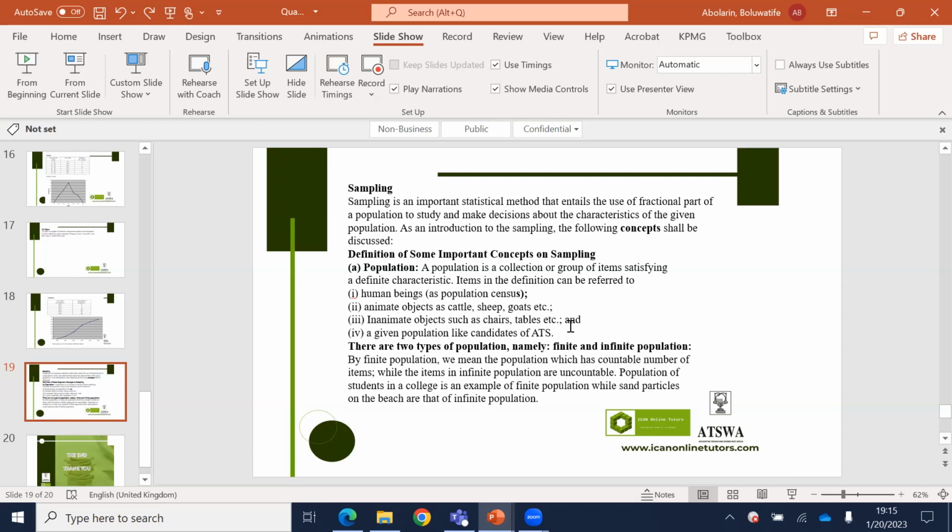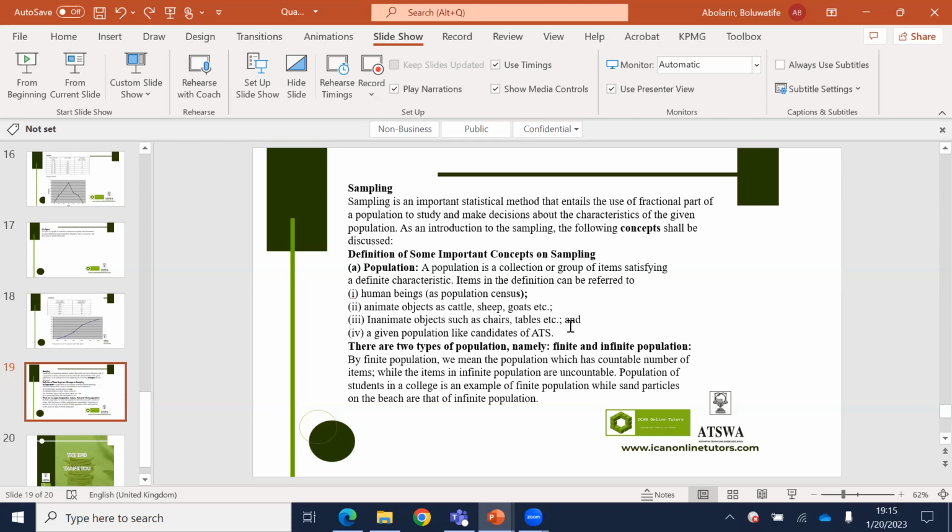It's an important statistical method that entails the use of fractional parts of the population to study and make decisions about characteristics of the given population. So sampling is taking a part of the population. For example, you have 1,000 people to ask questions. 1,000 people is too much for you to interview in a day. What will you do? You will pick samples.